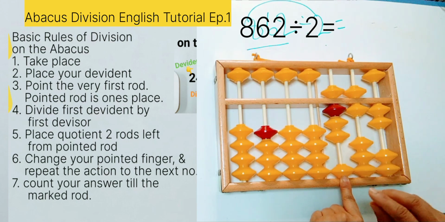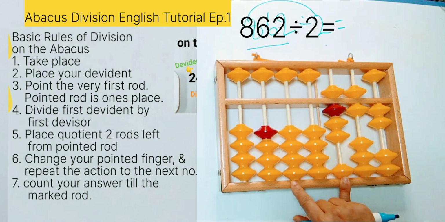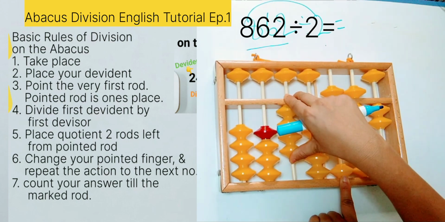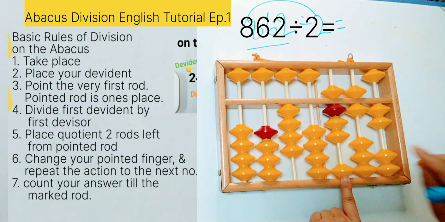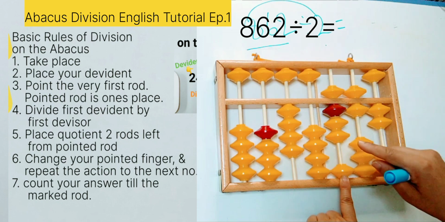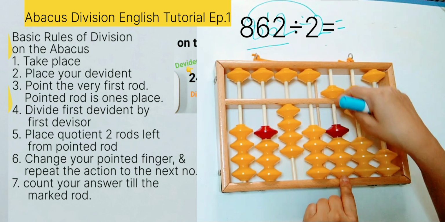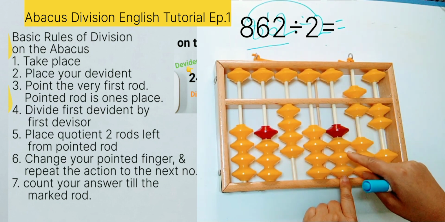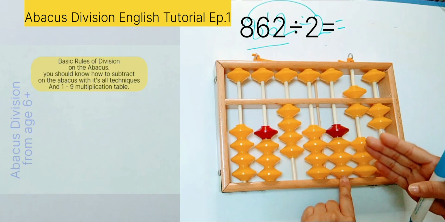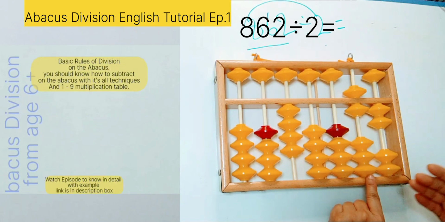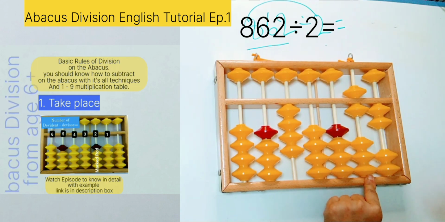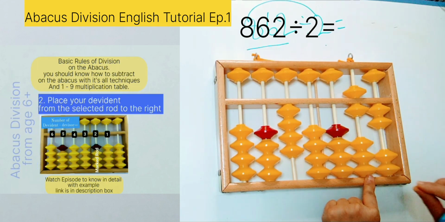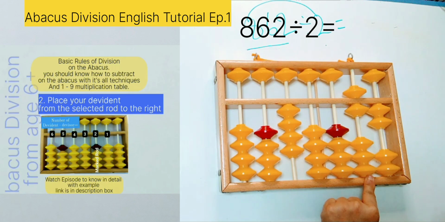You have to place your answer 2 rods to the left, and place your answer 4 here. After placing your answer, you have to subtract the same amount from the dividend, means 8. You have to subtract that 8 from the dividend. Okay, and you have to change your pointer finger, don't forget this. Every rule is very important, so please be careful about that.